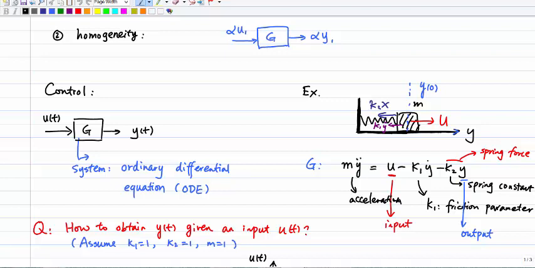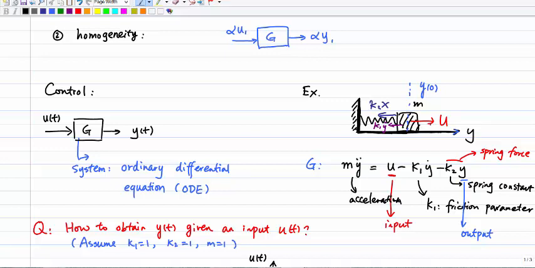Here we have an object of mass M sitting on a surface. I label the direction on the surface to the right as y, the positive direction. There is also a vertical wall on the left-hand side, with a spring attached to the wall and the other end attached to the object. If I apply a force u on the object, it will move to the right and probably go back and forth.